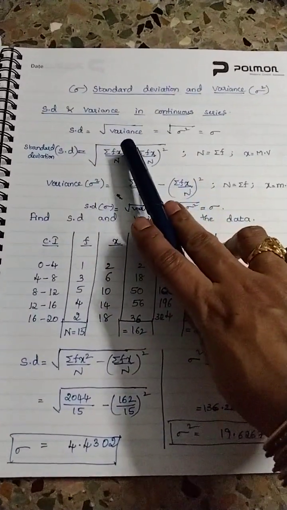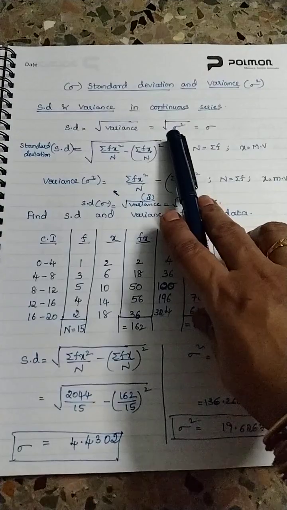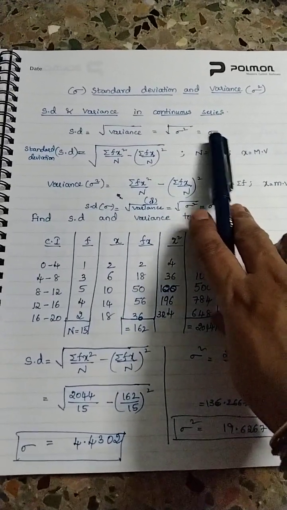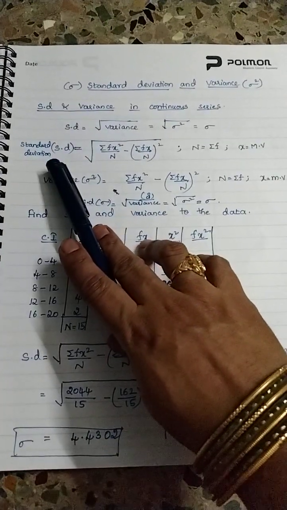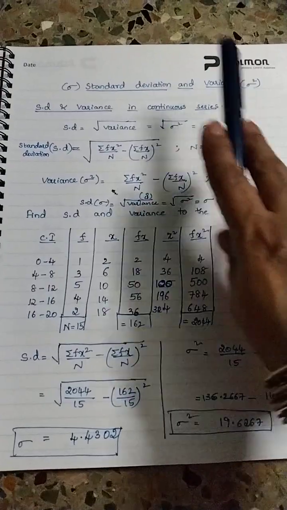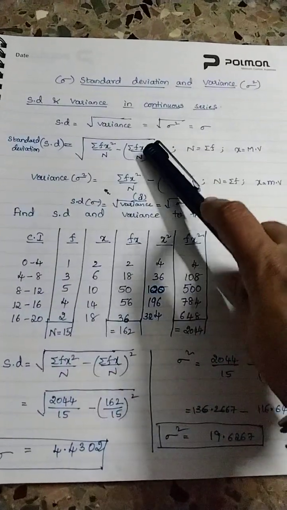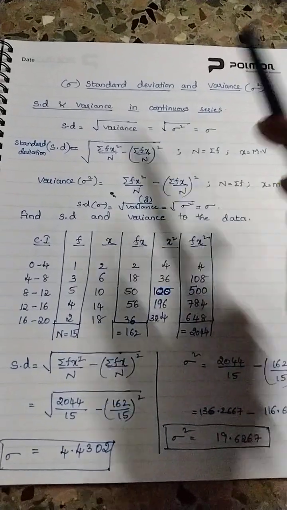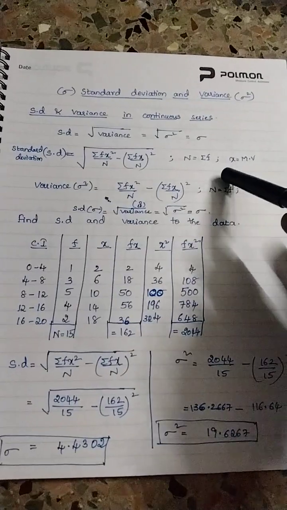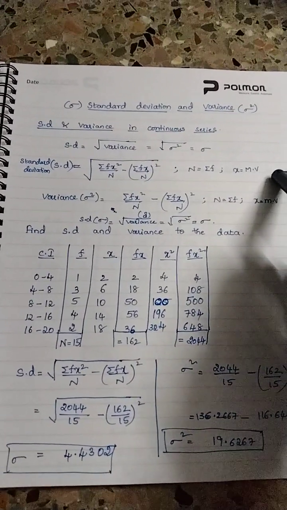Standard deviation formula is root variance. Root variance gives you root sigma square, where you are going to have sigma. Standard deviation is denoted by sigma and variance is denoted by sigma square. So here standard deviation is equal to the root of summation fx square by capital N minus summation fx by capital N whole square, where N is nothing but the sum of the frequencies and x is equal to the middle values.